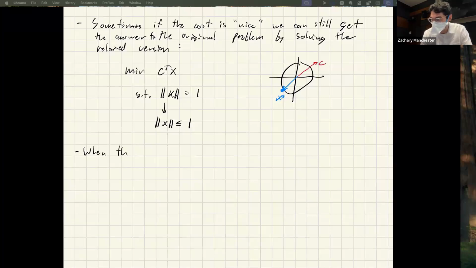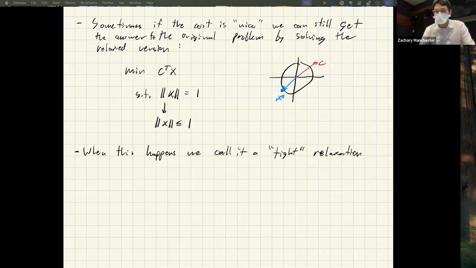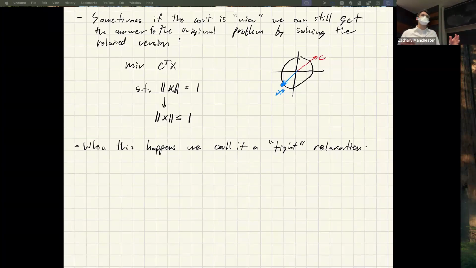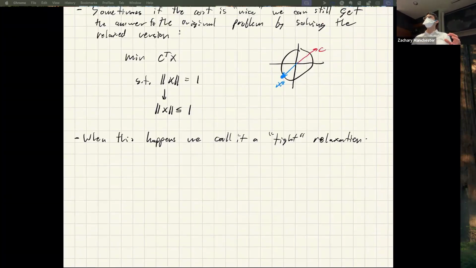So when this happens, we call it a tight relaxation. And there's a huge theory of convex relaxations generally in optimization. There's all kinds of other more sophisticated versions of this. This is the simplest kind of version of it, which turns out is all we need for this problem. Okay, anybody? So far, so good?